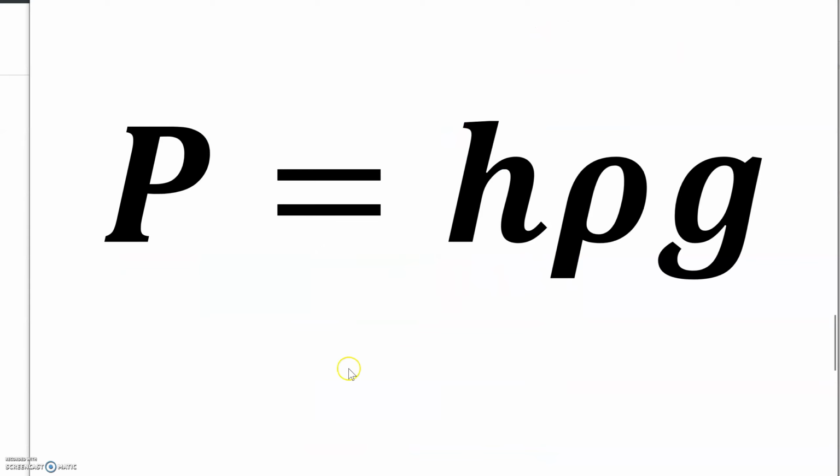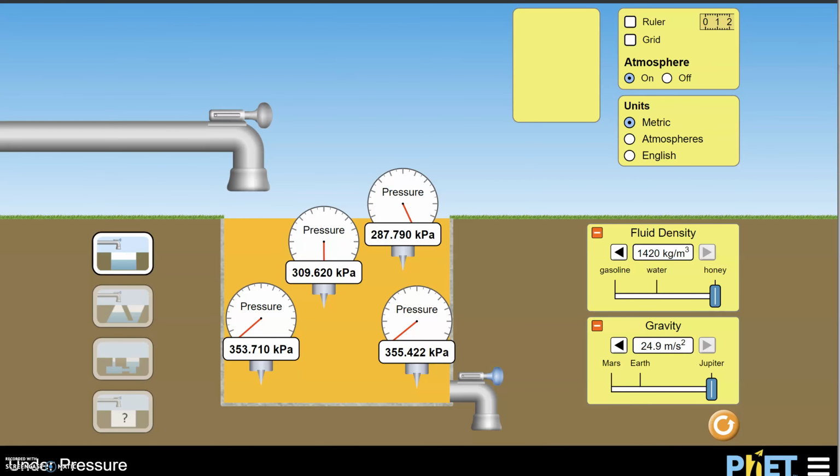So, now we have actually shown how P equals h rho g, where P is pressure, h is the depth of the liquid, rho is the density of the liquid, and g is the gravitational acceleration. I do recommend you guys head over to PhET Simulators and find this demonstration so you can have fun playing around with these figures and see how it actually affects the formula.